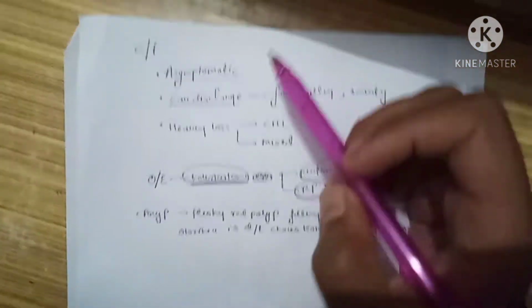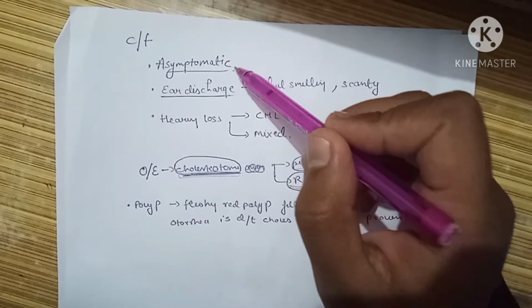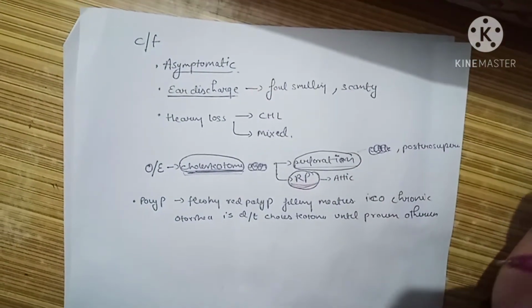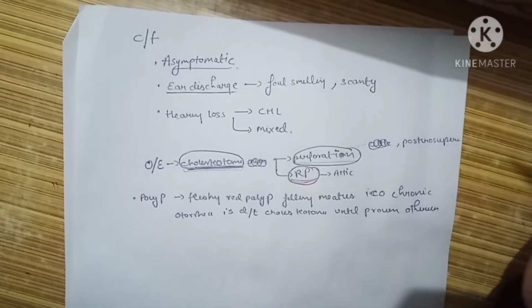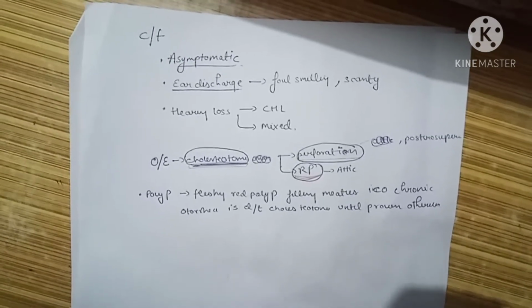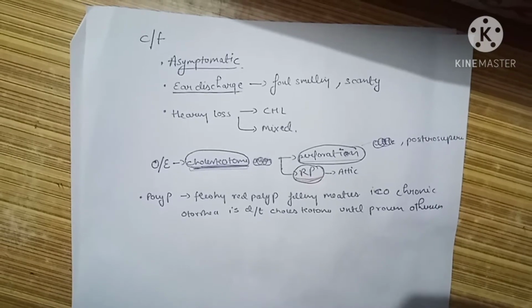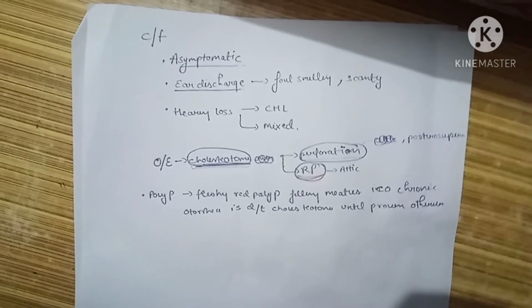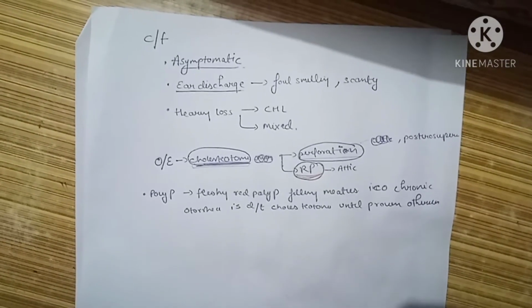So most of the patients of CSOM are asymptomatic, meaning there is discharge, but that discharge is so scanty that patients sometimes do not notice it for a long time until the complications arise. So most of the patients are asymptomatic.